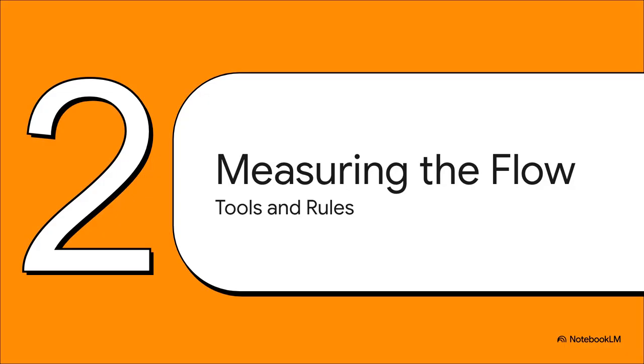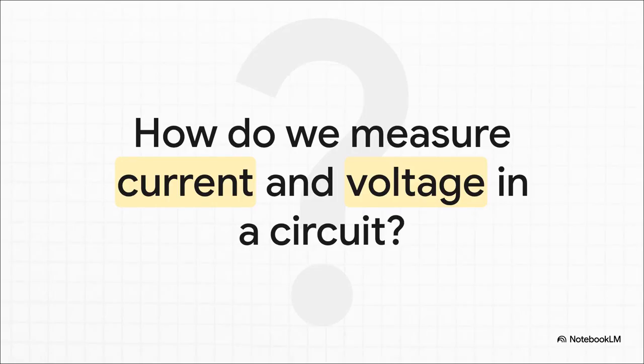Great, so we've got the what down. Now let's move on to the how. How do we actually measure this stuff? In this section, we're going to look at the tools for the job and the one single super important rule that connects all three of our core concepts. This is key stuff. So picture this. You're in the lab, you've built a circuit, and you need to know what the current or the voltage is. What tools do you grab? And maybe more importantly, how do you actually connect them? Because getting this wrong is a really common mistake.